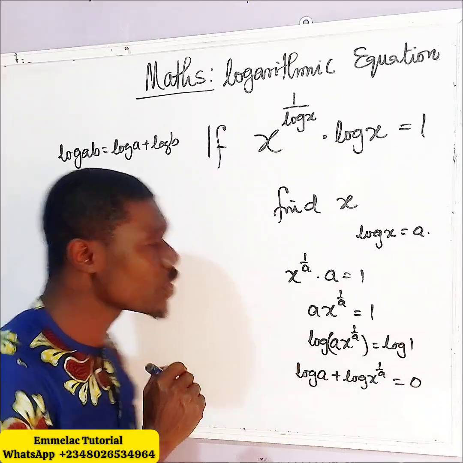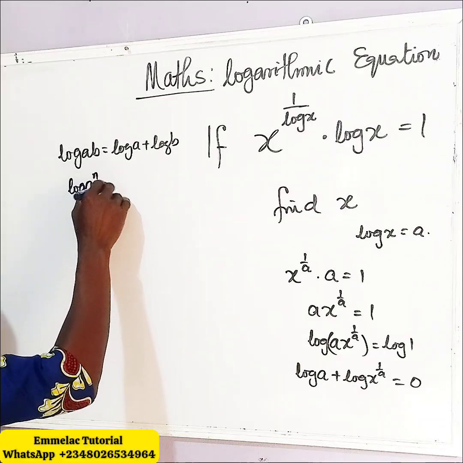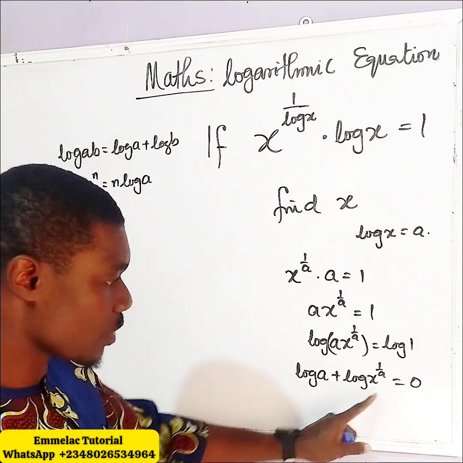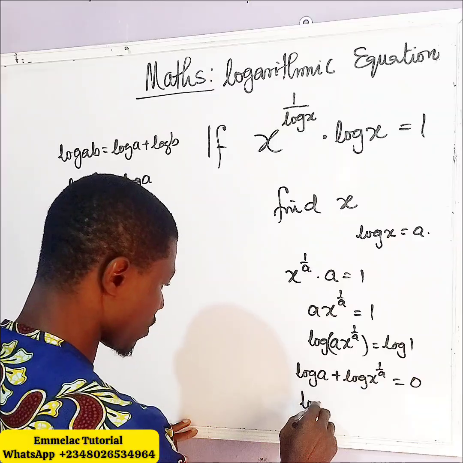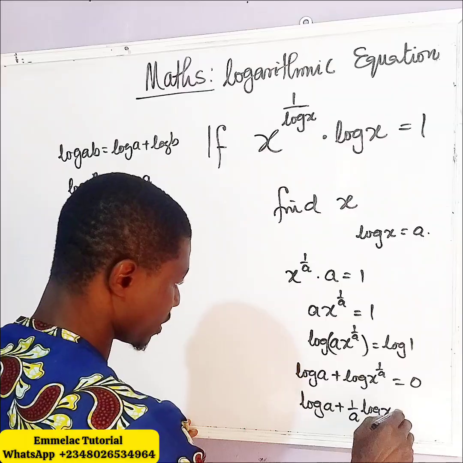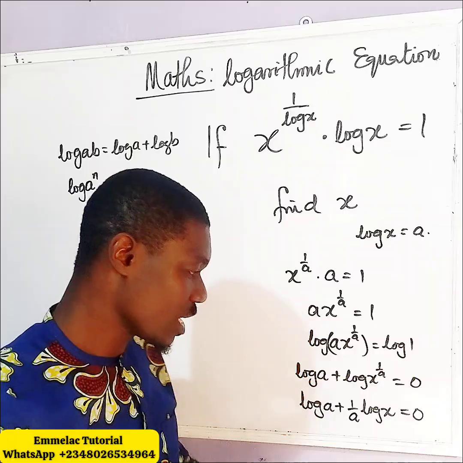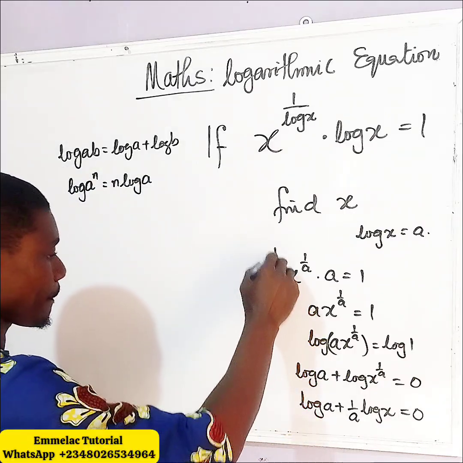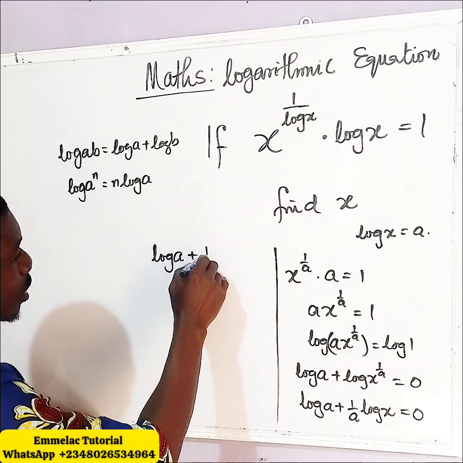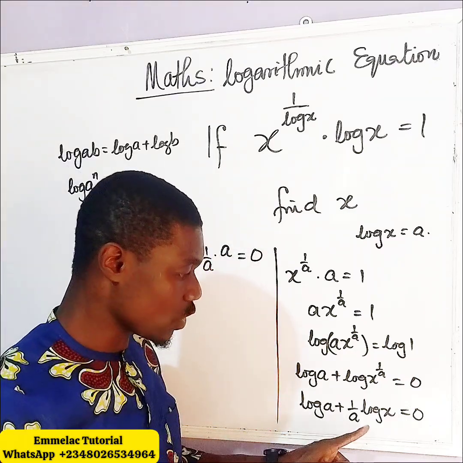Also recall that if you have log, let us say A raised to the power of n, this is the same as saying n log A, the power comes out of the log. So apply that rule here. You have that this is log a then plus 1 all over a log x equals 0. Now recall that log x equals a. So substitute it here. So here we have log a then plus 1 all over a times a equals 0. Right? Because log x equals a.